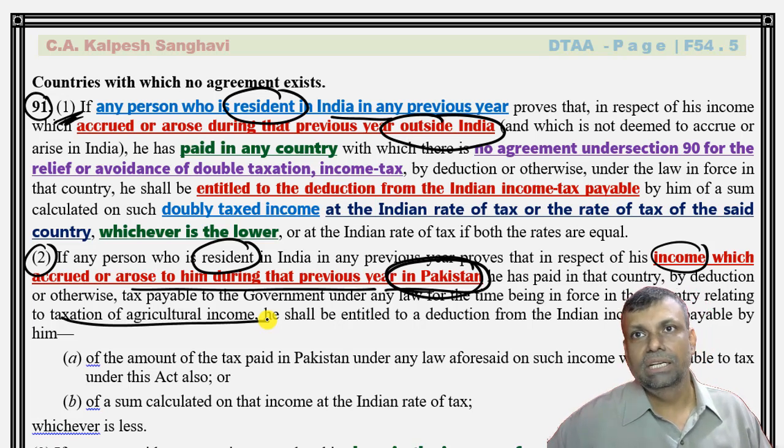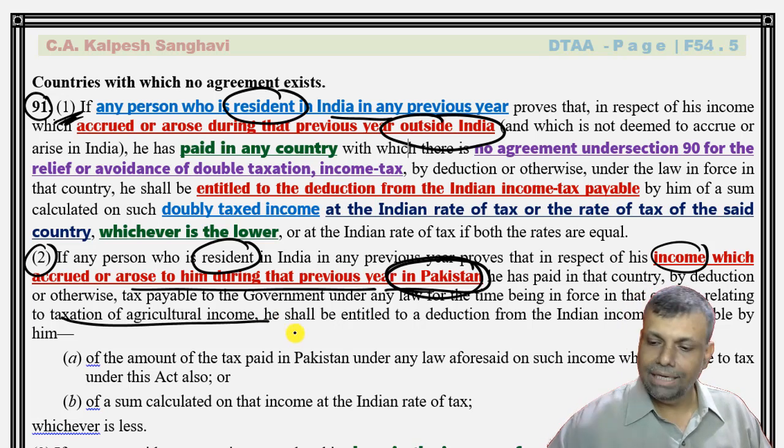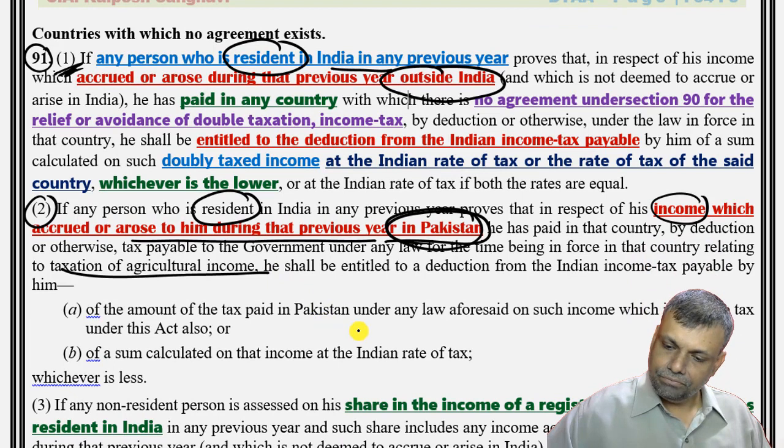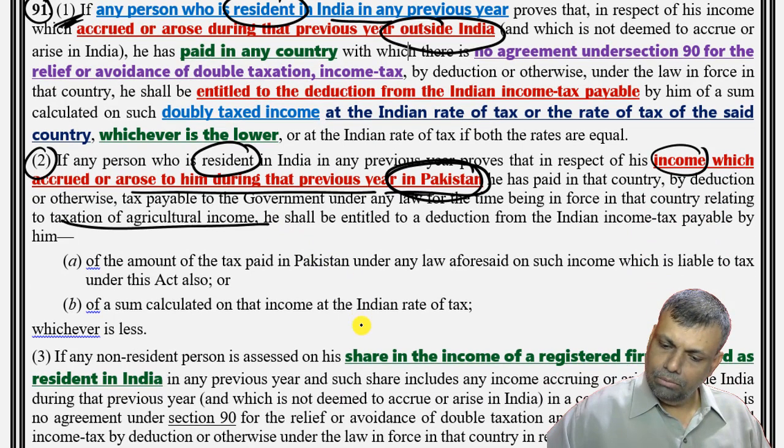So if there is any resident in India who is having this Pakistan agricultural income, then application working wise it is the same. So foreign rate, Indian rate, whichever is less, that way it is the same. Okay, so there is no problem here.